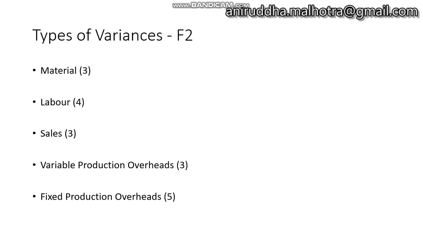So when it comes to paper F2, there are different types of variances. You have material variances, labor variances, sales, variable production overheads, and fixed production overheads. Within each of these categories, the variances are further divided into different types. Material will have 3 different types of variances, labor will have 4, sales will have 3. Likewise, variable production overheads have 3, and fixed production overheads 5. So as you can see, there are quite a lot of variances here, 18 in total.